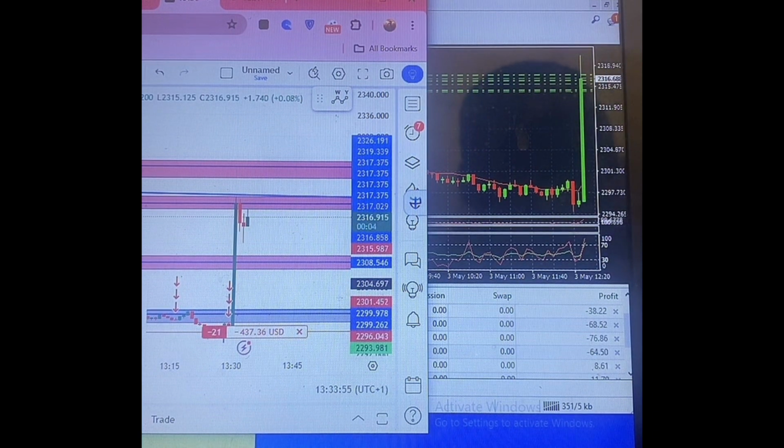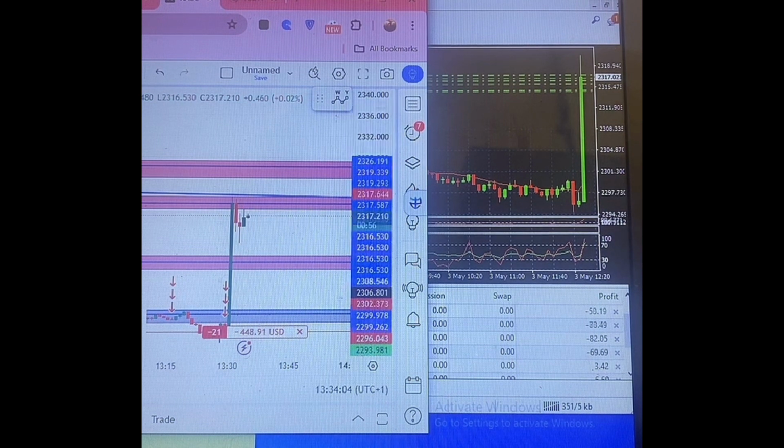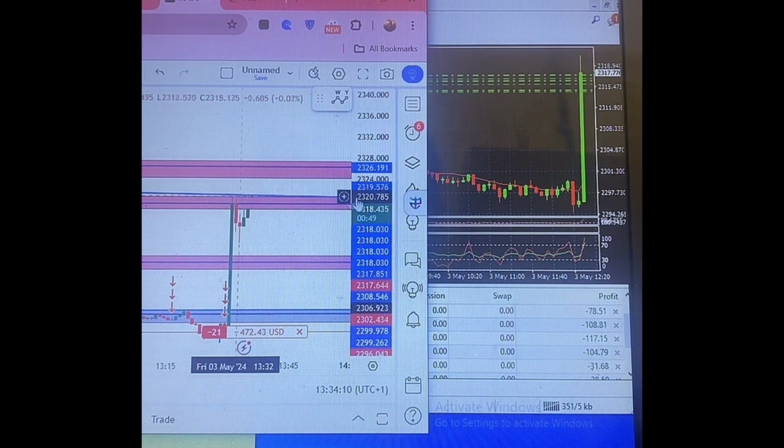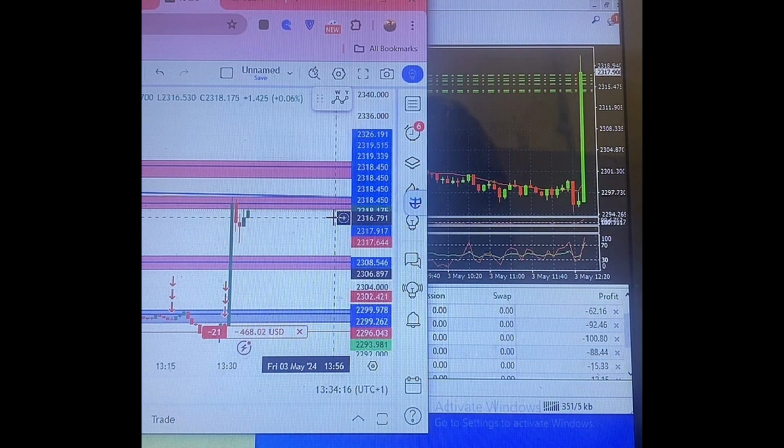So let's wait for it. Assuming it broke out from this pink zone that I marked, you understand? Then we know it's going up to the top zone. So if you want to sell now, I'll put my sell signal for you guys around this point, and stop loss should be around 2329. You understand? Stop loss should be around 2329.